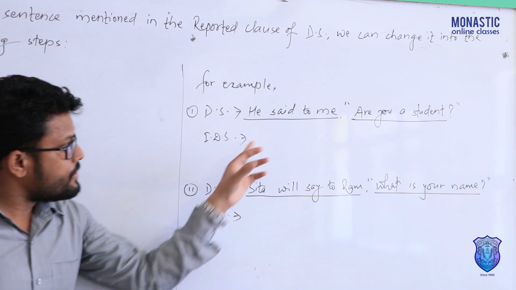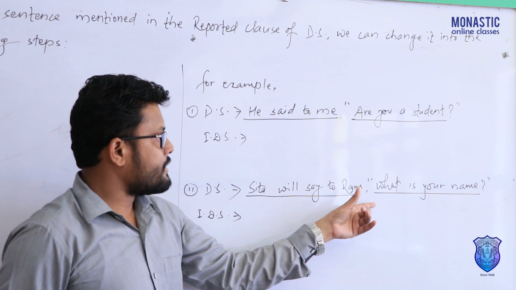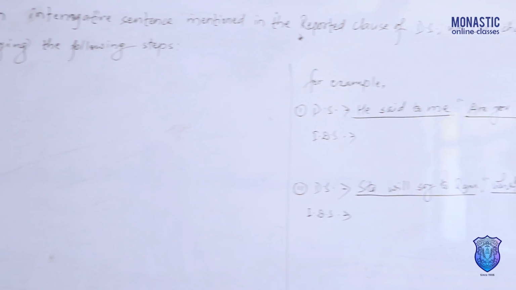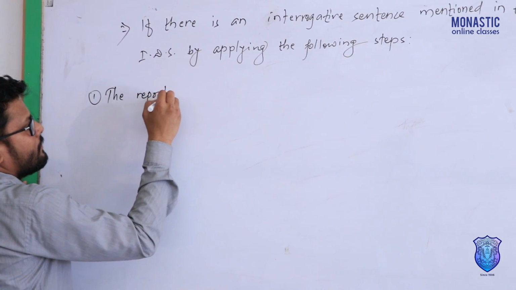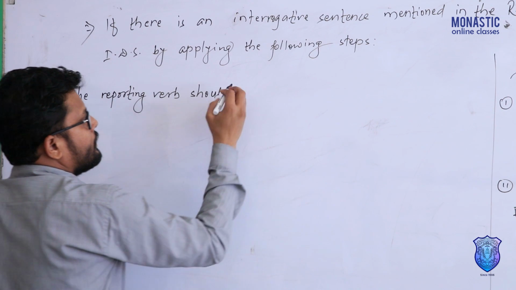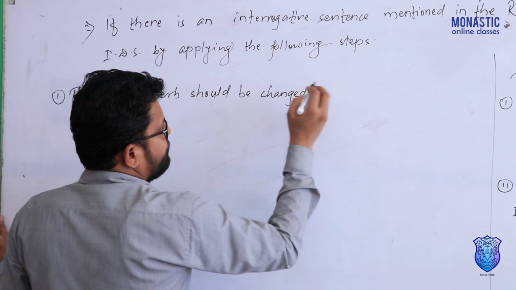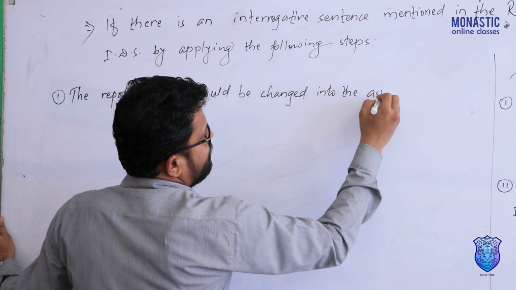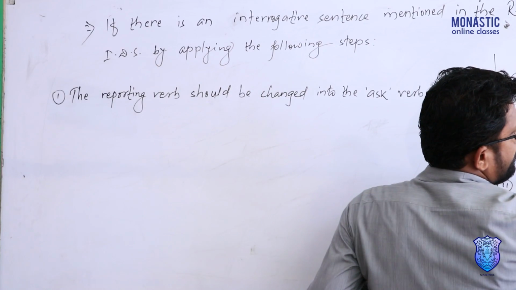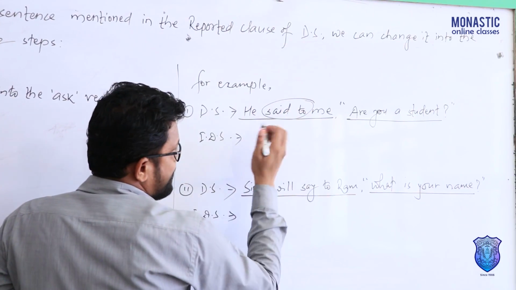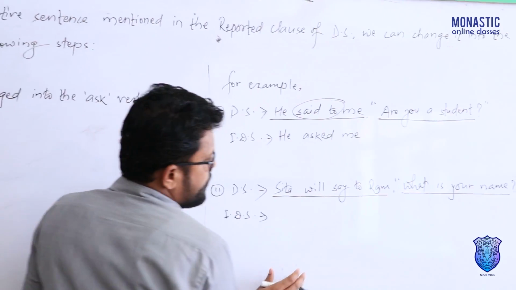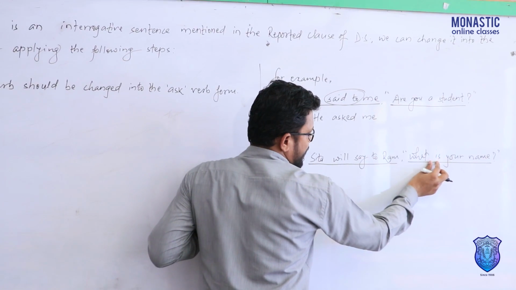We change the reporting verb in the case of an interrogative sentence into the ask verb. So when we find there is an interrogative sentence, we should change the reporting verb into the ask verb. So the very first step: the reporting verb should be changed into the ask verb. The reporting verb is say, and it is past. That's why, as you bring the ask verb form here, it should be "asked me."